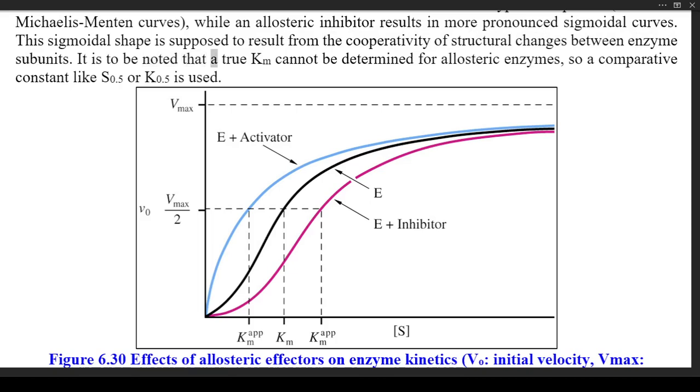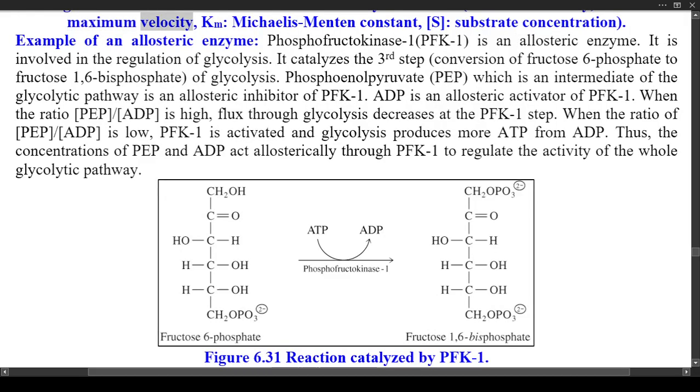It is to be noted that a true Km cannot be determined for allosteric enzymes, so a comparative constant like S0.5 or K0.5 is used. Figure 6.30 Effects of allosteric effectors on enzyme kinetics. V0, initial velocity, Vmax, maximum velocity, Km, Michaelis-Menten constant, S, substrate concentration.